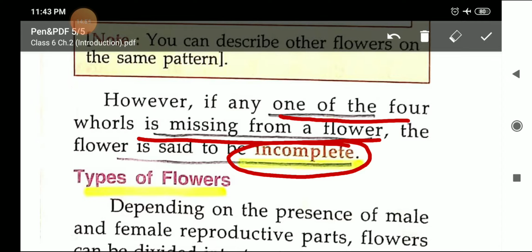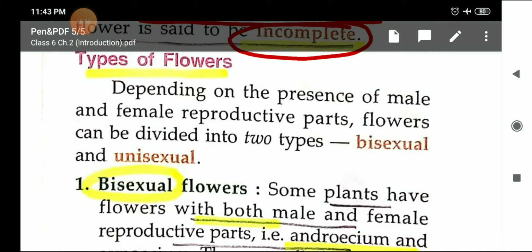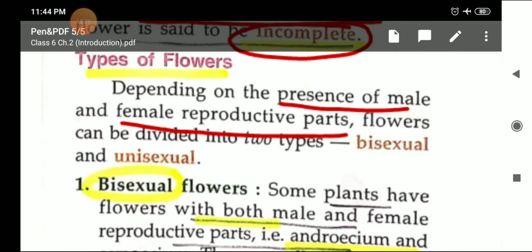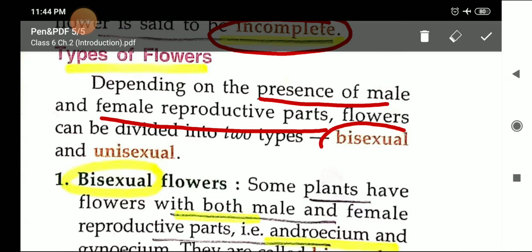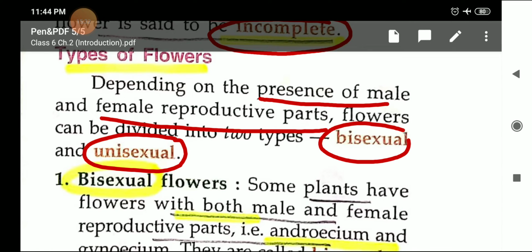So complete flower and incomplete flower. Then the next is two types of flower on the basis of the presence of male and female reproductive parts. Now here we will discuss only about the male and female reproductive parts, that is androecium and gynoecium. So on the basis of this, the flowers are of two types, bisexual and unisexual. Now you are quite aware of these terms.